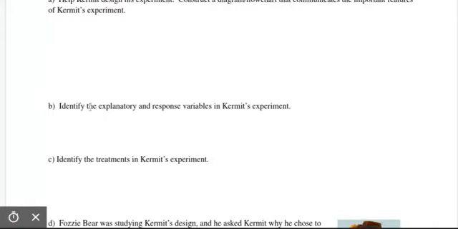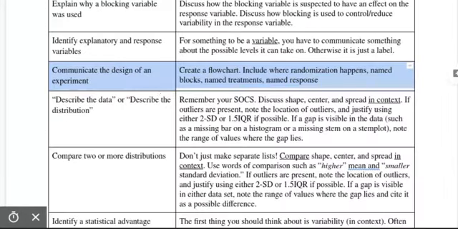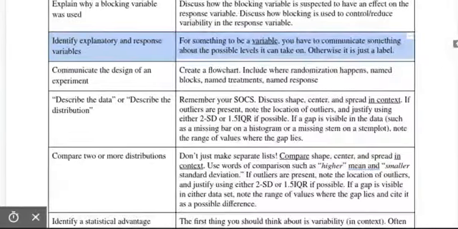The second part: identify the explanatory and response variables in Kermit's experiment. Obviously, you can go read through it and try to find those, but there is a note here about explanatory and response variables on your details page. The thing to keep in mind is that you have to make sure that you communicate that it's a variable, that it can take on different values.